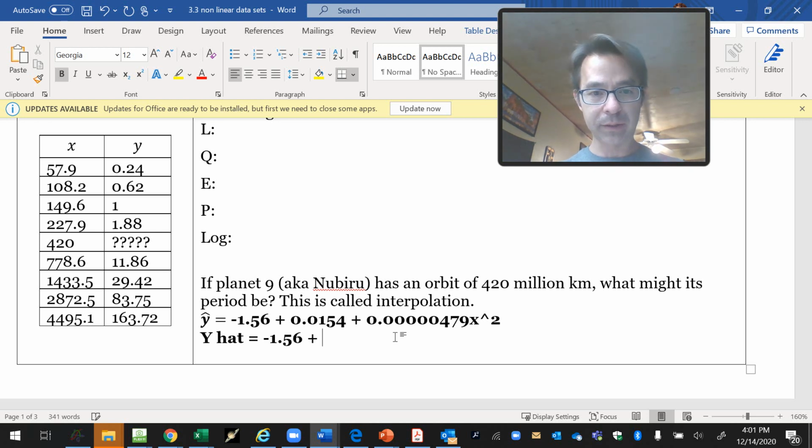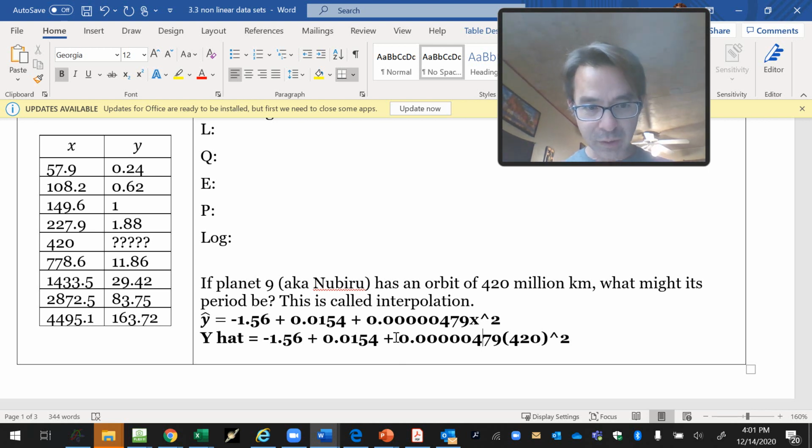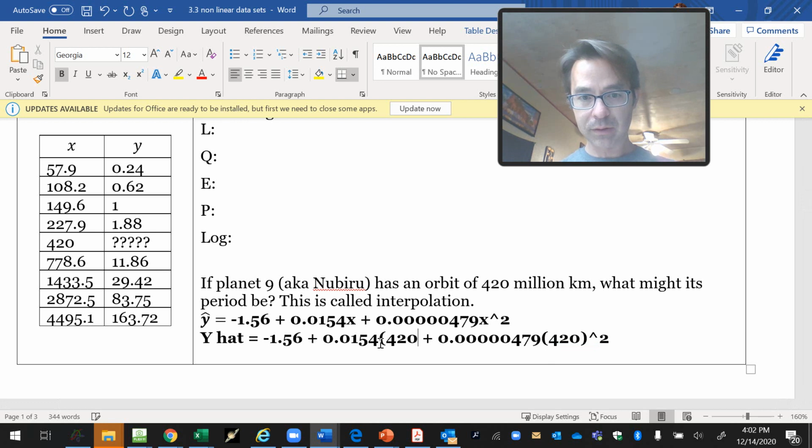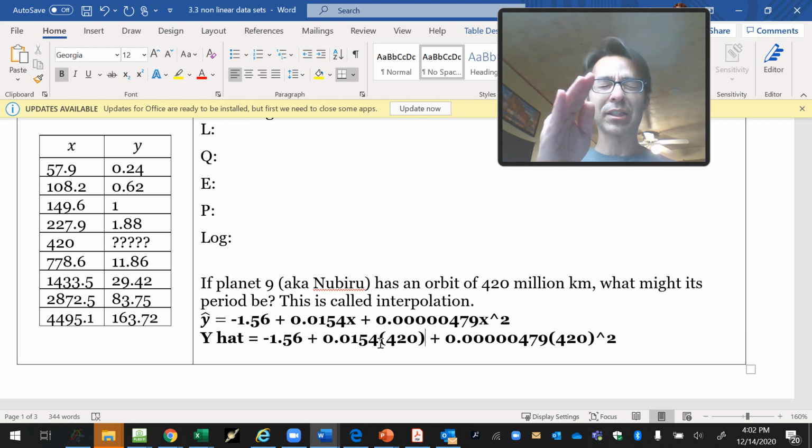Negative 1.56 plus 0.0154 plus 0. Oh, you guys see what I forgot to do already, right? I forgot to replace. Well, first of all, I forgot the x right there. It is quadratic. Remember, quadratic is ax squared plus bx plus c.